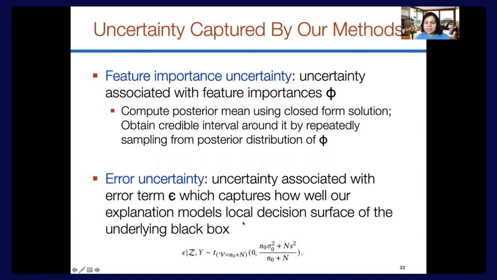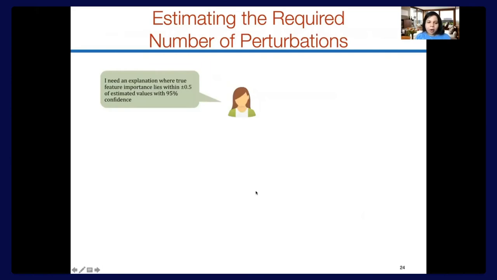Okay. So another important piece with the way we have formulated this approach is that users can actually ask questions like these. For example, an end user can say, I need an explanation where the true feature importance lies within plus or minus 0.5 of the estimated values with 95% confidence, right? So what we are saying is, I want this feature importance interval width to be plus or minus 0.5 with 95% confidence. Give me an explanation that satisfies this criteria.